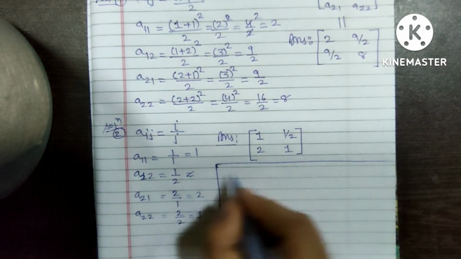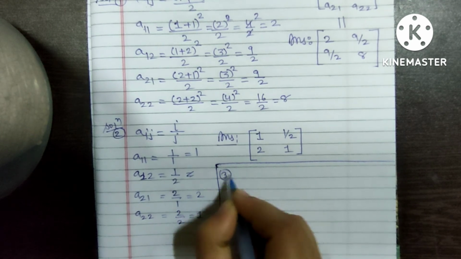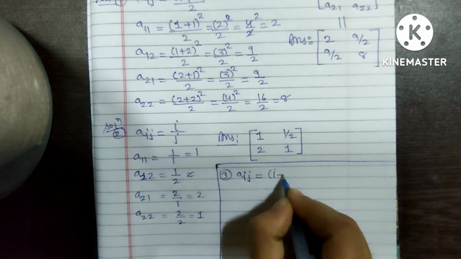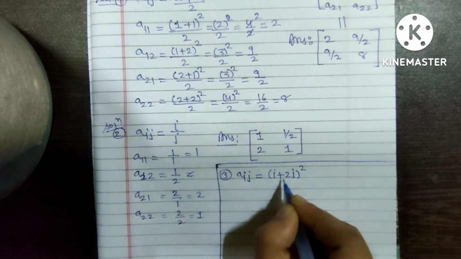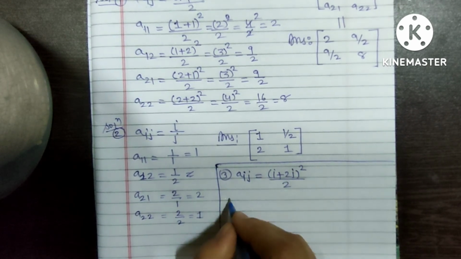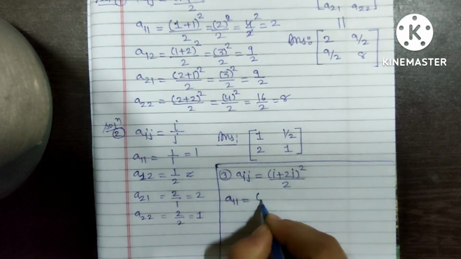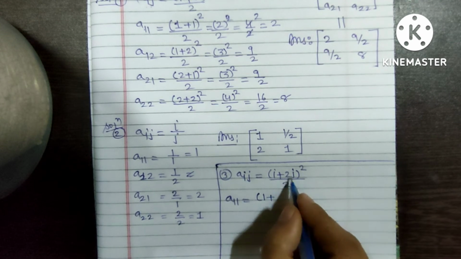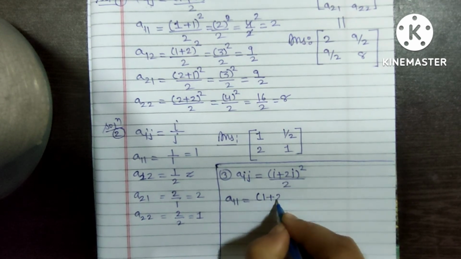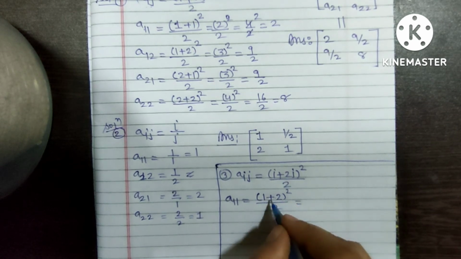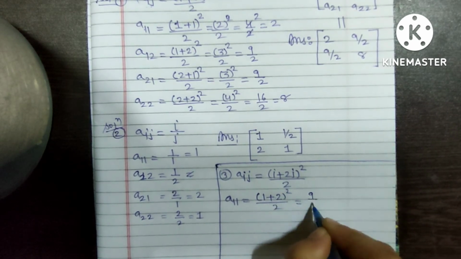थर्ड वन. सो थर्ड इज, we have to construct aij is equal to (i plus 2j) the whole square divided by 2. So consider a11. For a11 we should have 1 plus 2 into 1. Okay, 2 into 1 is 2. The whole square divided by 2. It will be 2 plus 1 is 3, and 3 square will be 9 by 2.